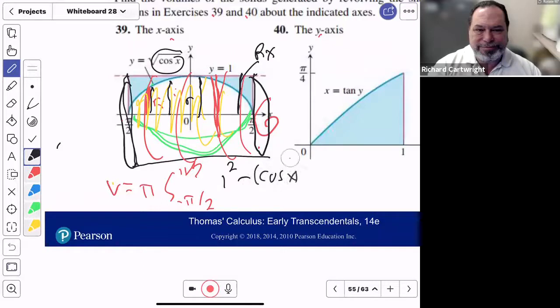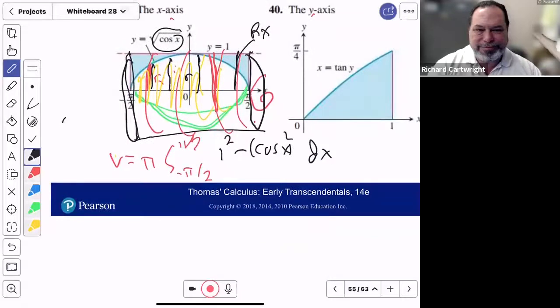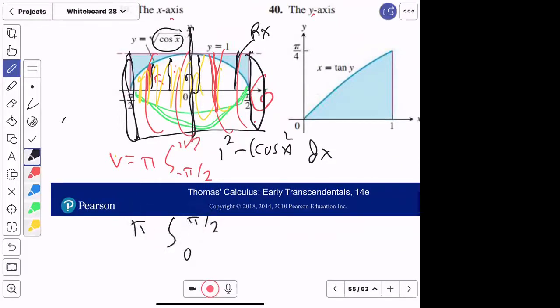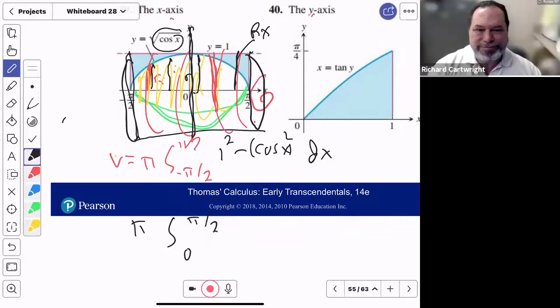Cosine of x squared. To make my work easier, do you think it's symmetrical? Cut at 0? I think yes, it is. I'm just going to go from 0 to pi over 2. 0 to pi over 2 should give me half the can, as long as I remember to multiply that answer by 2. 1 squared is 1. And cosine, oh no.